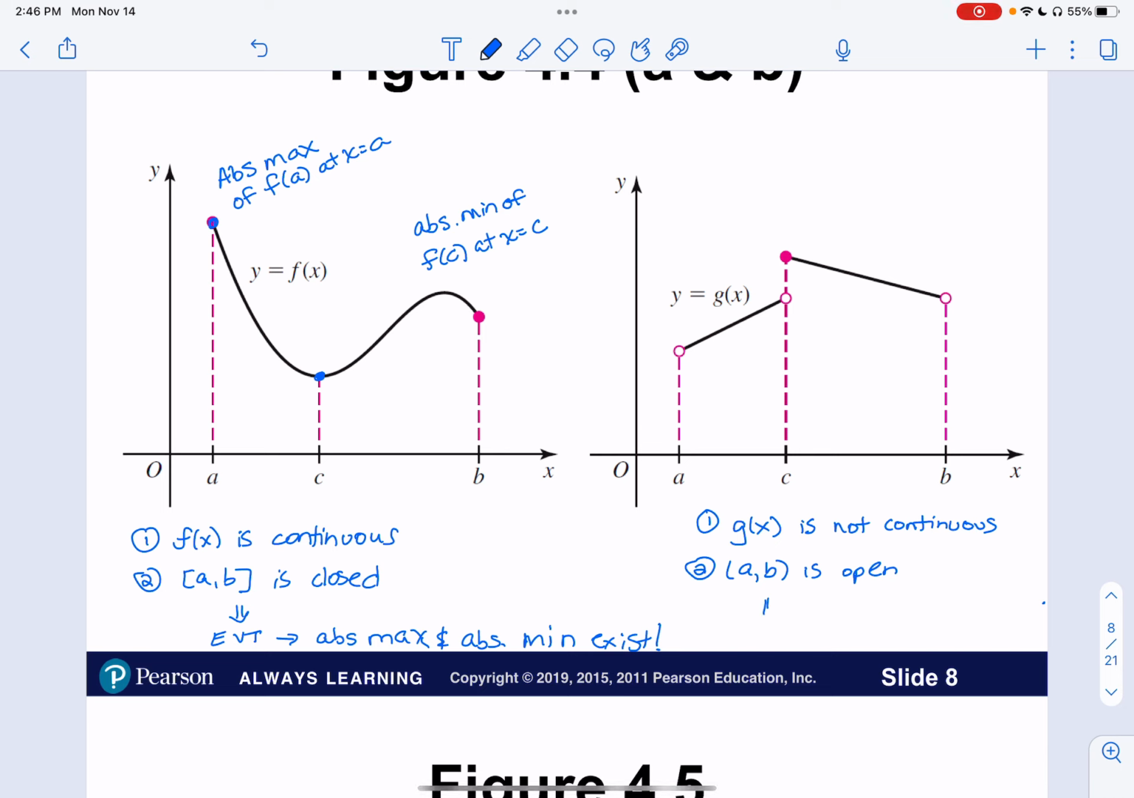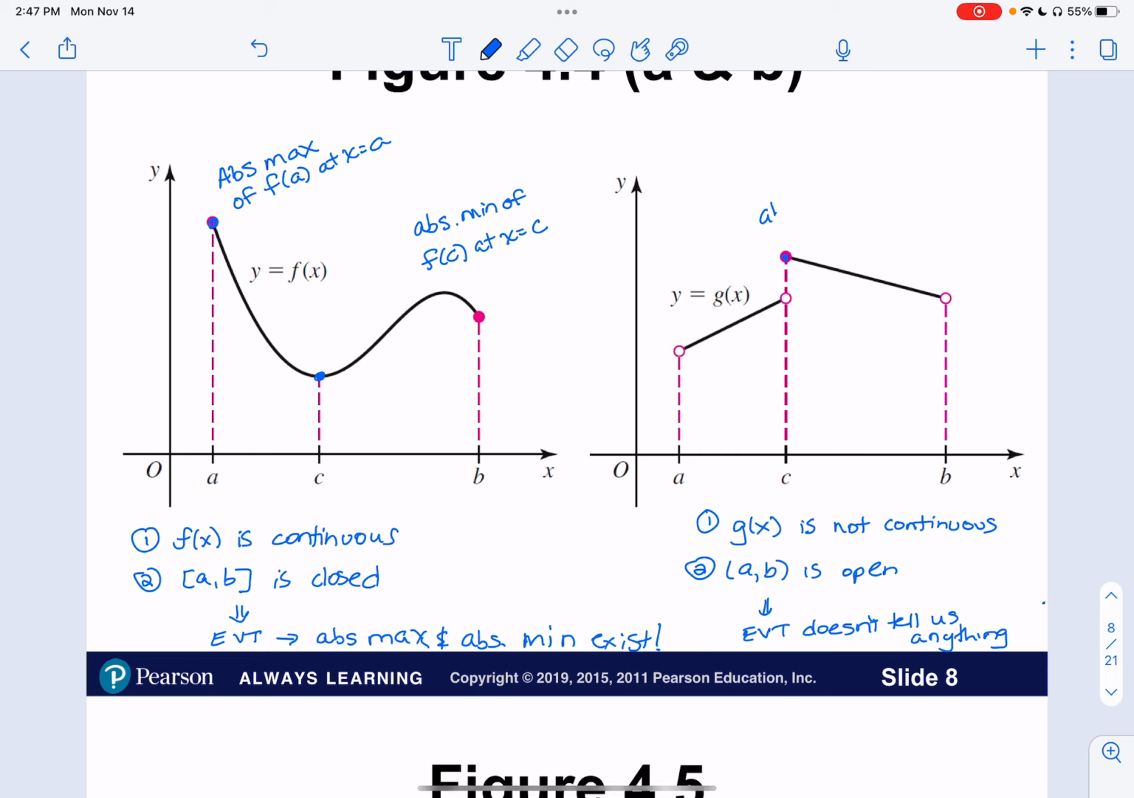So we can't really use the extreme value theorem. It doesn't really apply. It doesn't tell us anything. If we look at the actual graph here, though, what we do see is that we do have an absolute max right here at C.